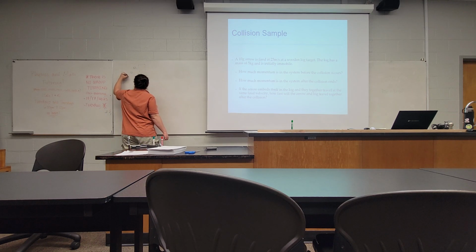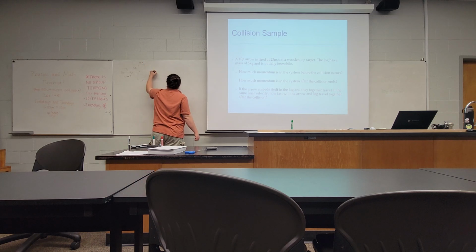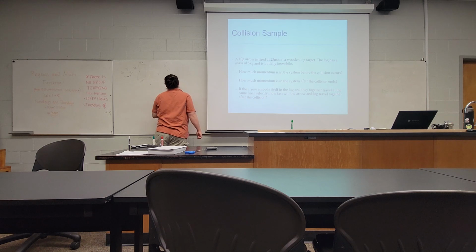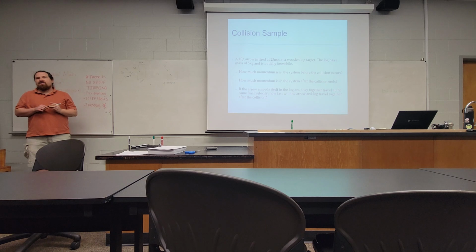The arrow's initial speed is 25 meters per second, and its mass is 10 grams. The log's mass is 5 kilograms, and its initial speed is 0. After they collide, they end up, and please let me know if this is correct from your notes, they end up sharing a united final velocity of 0.05 meters per second. Is that correct?